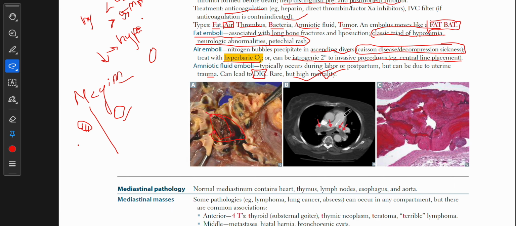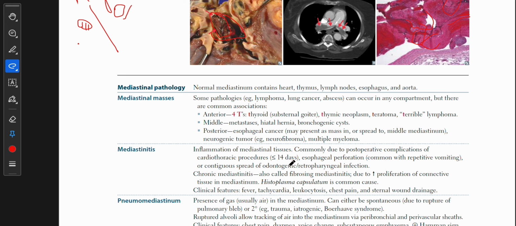And then here are lines of Zahn. If you can see, these are lines of Zahn, alternating red and pink, right? These are lines of Zahn. So there is mediastinal pathology.